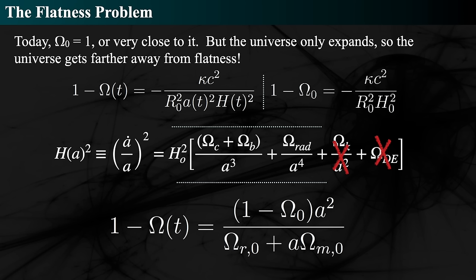So 1 minus omega as a function of time, meaning the energy density of the universe compared to the critical density, veers away from the critical density as a function of time. So no matter what, it gets bigger. Flatness goes away. And no matter what, it always gets more and more lumpy with time.